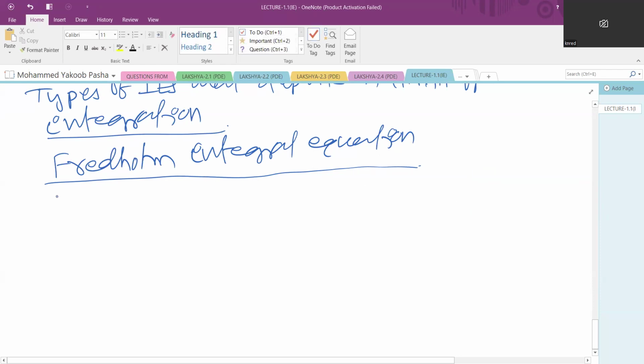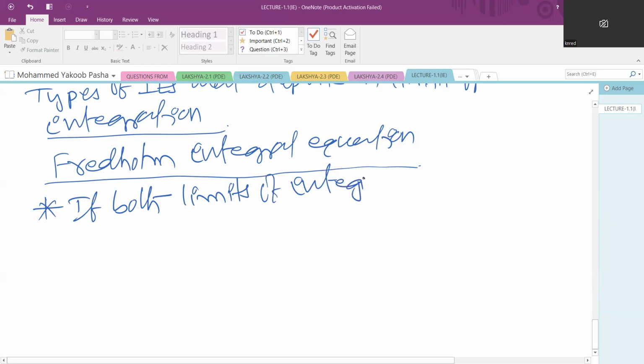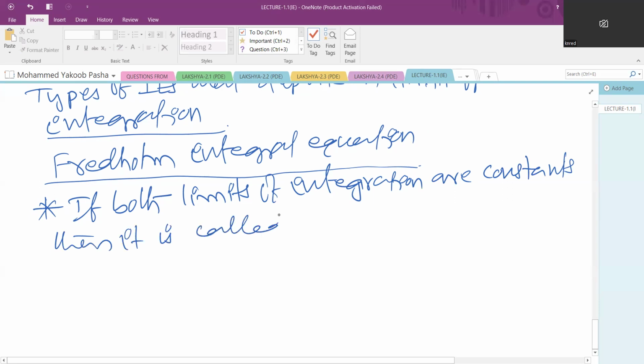That means if both limits of integration are constants, a is constant and b is constant, then it is called a Fredholm integral equation. You can see the example here.